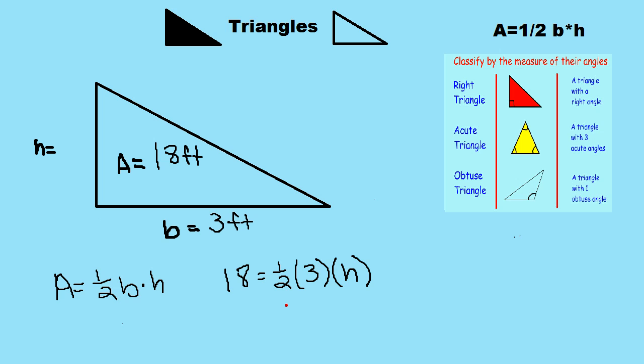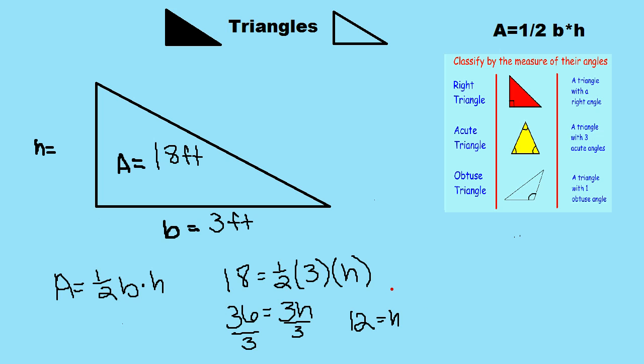So our first step is going to be to move the 1/2. So how we're going to do that is we're going to multiply both sides by 2 to get rid of it. So by doing that, we're going to get 36 is equal to 3h, because we got rid of that. Okay, so now to get h by itself, we have to divide by 3 to both sides. So 12 is going to be equal to h, and that is going to be our height. And we solved it.